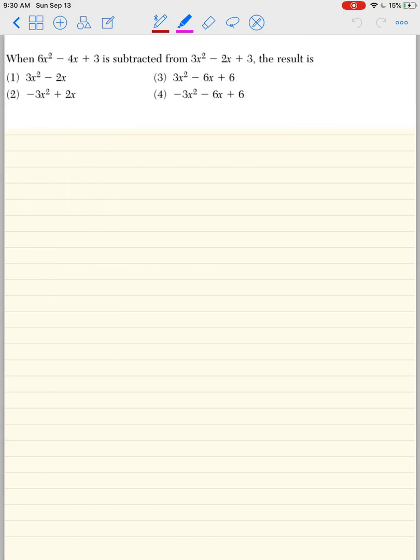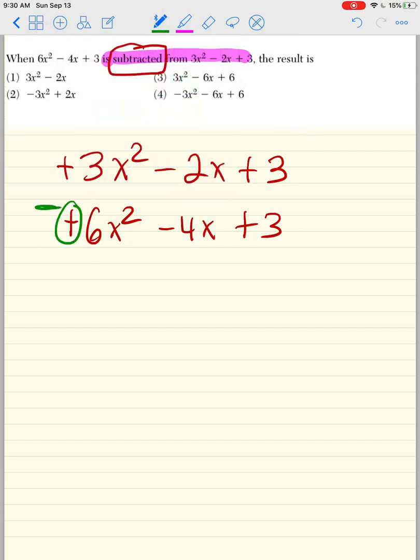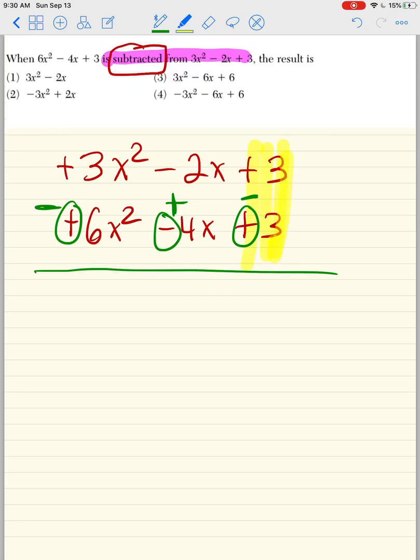Okay. One more. When 6x squared minus 4x plus 3 is subtracted from, "from" goes first, 3x squared minus 2x plus 3, and we need a sign in front of it. 6x squared minus 4x plus 3, we need a sign in front of it. Now, since it says to subtract, we're going to have to change those signs. So this becomes a minus, this becomes a positive, this becomes a minus. Then we go straight back into addition.